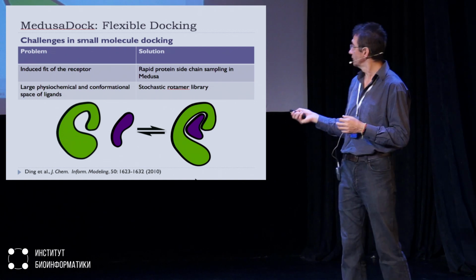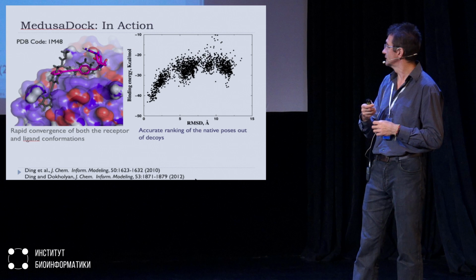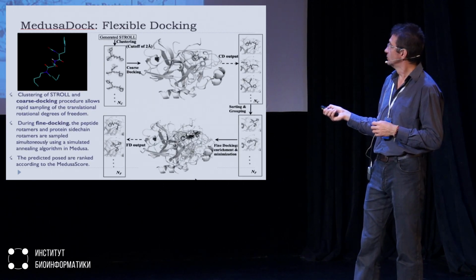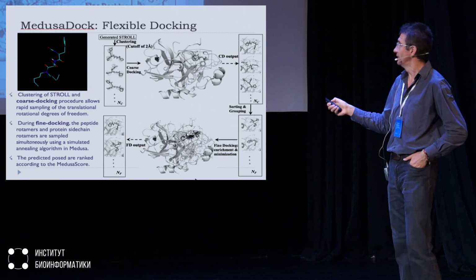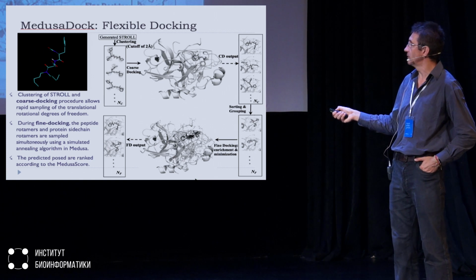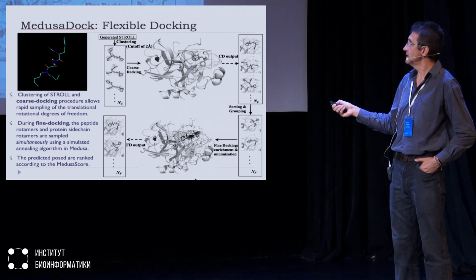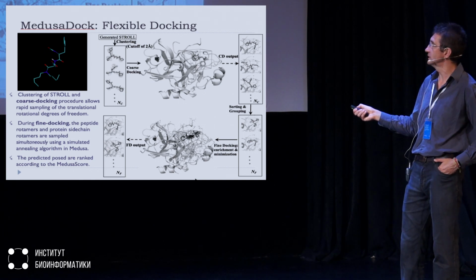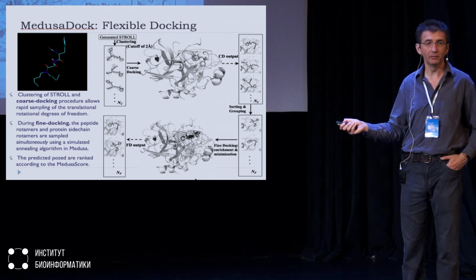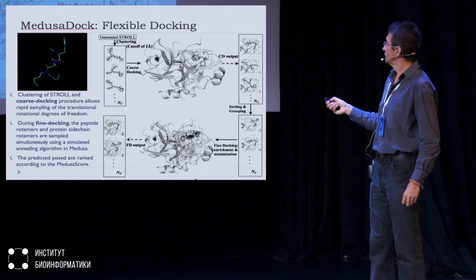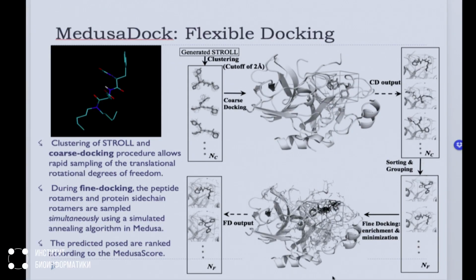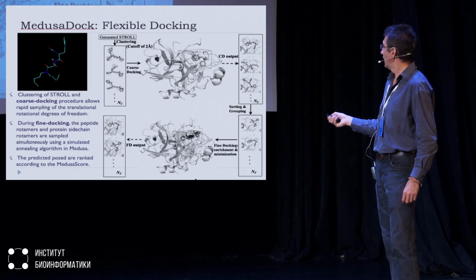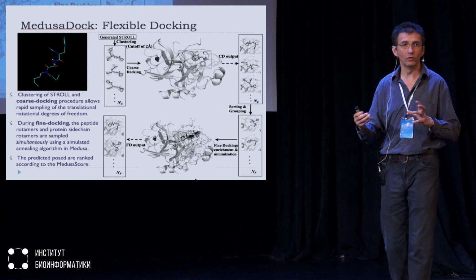So what we decided to do is circumvent these two problems in the following scenario. This should be a movie showing how it works, but it doesn't matter. The first step is to generate a stochastic library of conformations for the ligand, called Stroll. The idea is a simple Monte Carlo exploration of conformational space for the ligand, just checking what is available to this small molecule. Then we perform coarse docking to the protein, just to find where the small molecule can bind. We sort and group this output, and then perform fine docking to the most likely docking site, where everything moves, both the protein and the ligand.